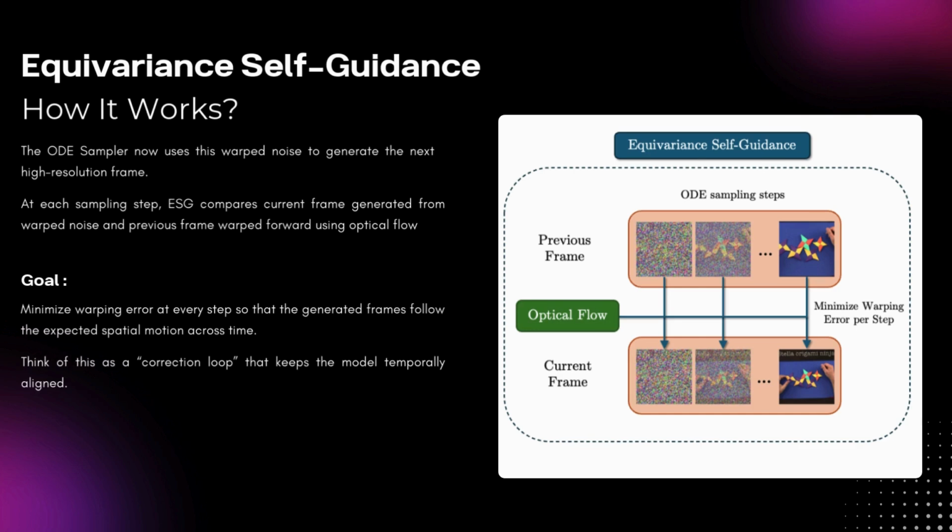Equivariance guidance is a solution to ensure that when we warp the input noise, the resulting video frame follows the same transformation. Although image diffusion models like SDXL are not naturally equivariant, we enforce this property during the denoising process. Here's how it works. During generation, we warp the noise from the previous frame using optical flow, and we also warp the previous output forward. If the new frame doesn't align with the warped output, we compute a warping loss and adjust the model's output accordingly. This correction is applied at each sampling step, nudging the model to behave as if it were equivariant to motion. ESG, that is equivariant self-guidance, is efficient, fully inference time, and crucial for avoiding flicker and texture misalignment across frames.